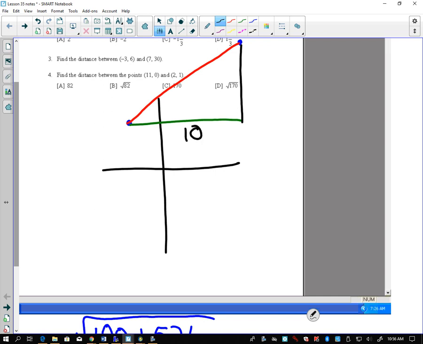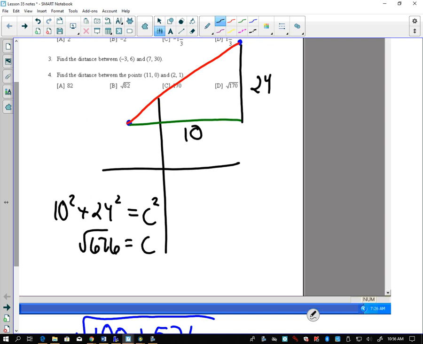And the distance from 6 to 30 is 24, right? So 10 squared plus 24 squared equals my distance, c squared, right? 100 plus 576 is 676, right? So the square root of 676 equals c, or the square root of c squared. So 26 equals c. I'm not saying that it's necessarily quicker, but it does the exact same thing.